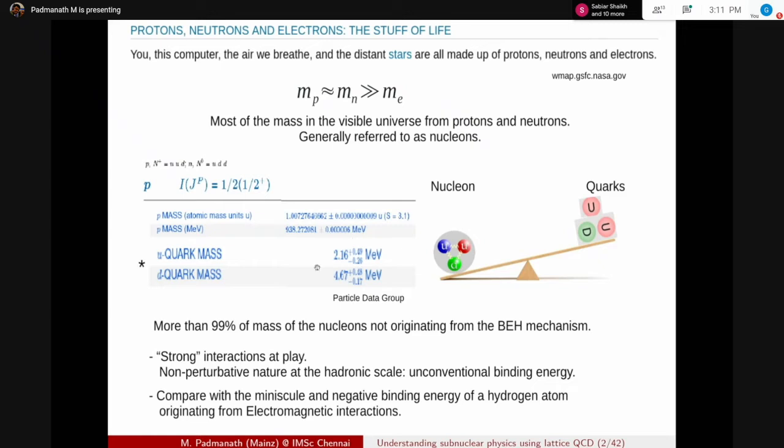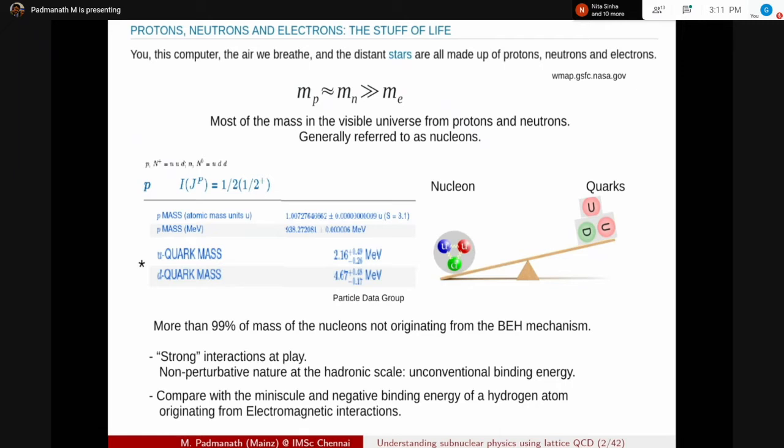While the up quark mass and down quark mass, which I have quoted again from PDG, are like 2 MeV and 4.67 MeV. So that basically means that more than 99% of the mass in the nucleon is not originating from the BEH mechanism. Remember, the nucleon is not a fundamental particle. Only the up and down quarks are fundamental particles. So that basically means most of the mass in the nucleon is not originating from the BEH mechanism. Already interesting.